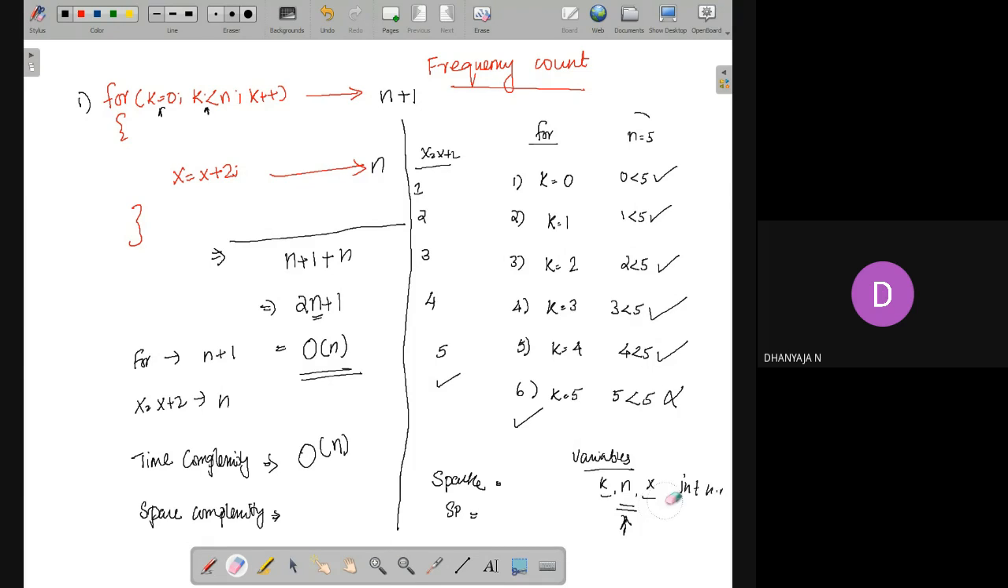I'll use the value, initialize some particular value that will be used. There is no variable space required there, right?